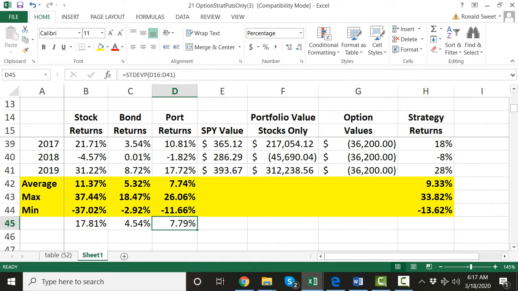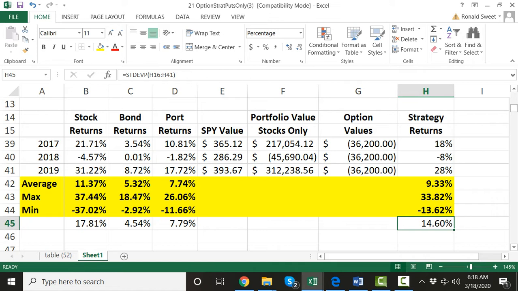Your max return is quite good. You don't make the 37%, but you do a whole lot better than if you had stocks and bonds. Your downside, yeah, you have a little bit worse downside with the option strategy, 13.62%. But it's not much worse. If we calculate the standard deviation, though, you say, wow, the standard deviation for this strategy is really high at 14.6. So you say, well, that's not good. I'm getting a little extra return, but picking up a whole lot more risk.